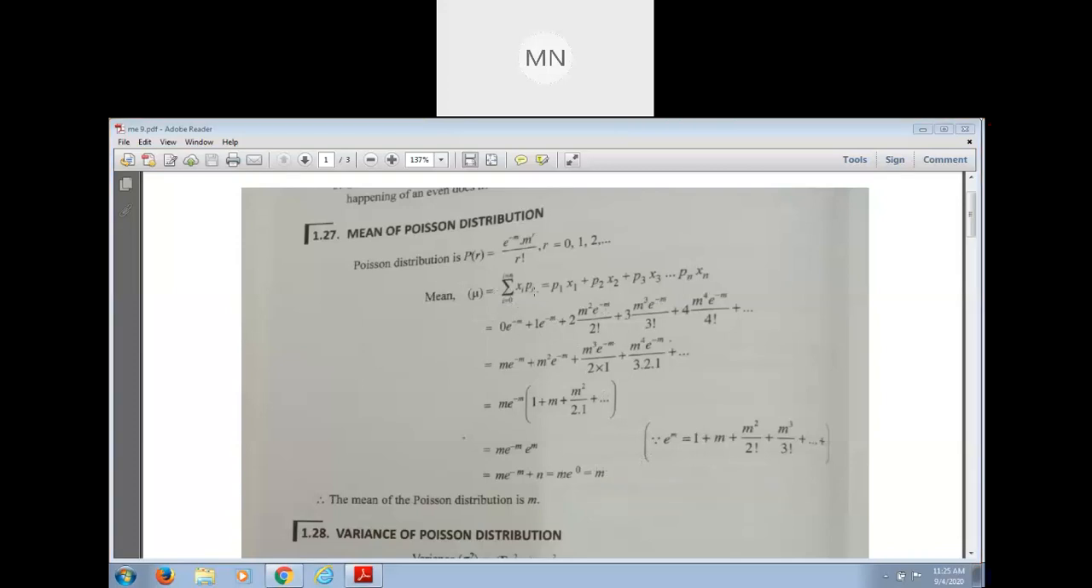There is some calculation. This is the summation of xi into p(xi), where i takes the values 0 to n. Therefore, it comes as p1 x1 plus p2 x2 and so on. If x equals 0, then we get e to the power minus m. For the second term, we get 1 into m into e to the power minus m. After the calculation, we get the mean is m. See the calculation part.